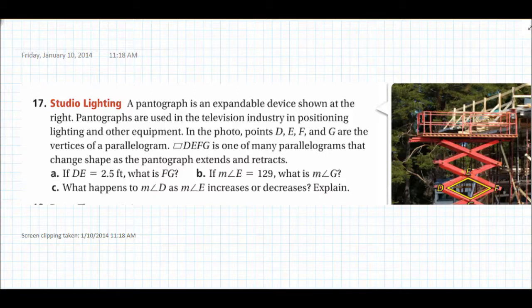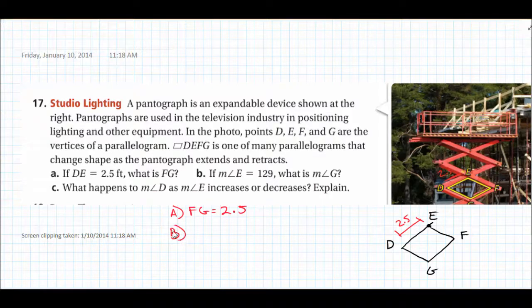Okay, so the question asks this. Number one, if DE, right here, is 2.5, let's redraw this so we can see it. So we've got a parallelogram with vertices D, E, F, and G. The problem tells us if DE, the distance from here to here, is 2.5, what is FG? Well, we know opposite sides of a parallelogram are congruent. So for part A, we can say FG has to equal 2.5.